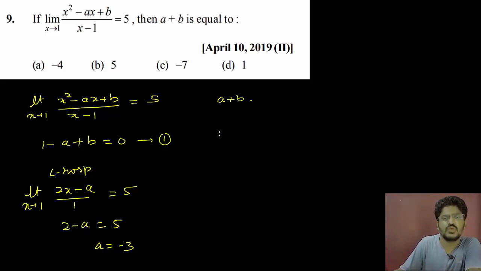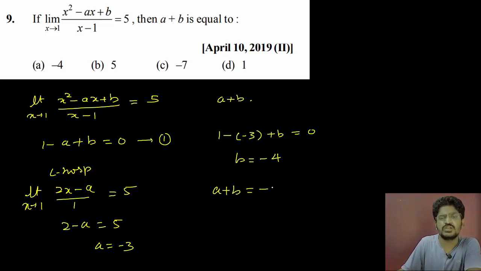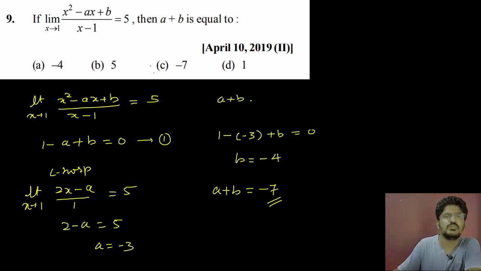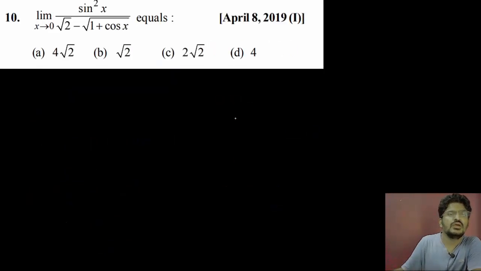Use in equation 1: 1 minus of minus 3 plus b equal to 0. So b will be equal to minus 4. Okay, so now you can just see a plus b is going to be equal to minus 7. Very simple solution, that is, minus 7 is the correct answer. Clear? Now let us go for problem number 10.